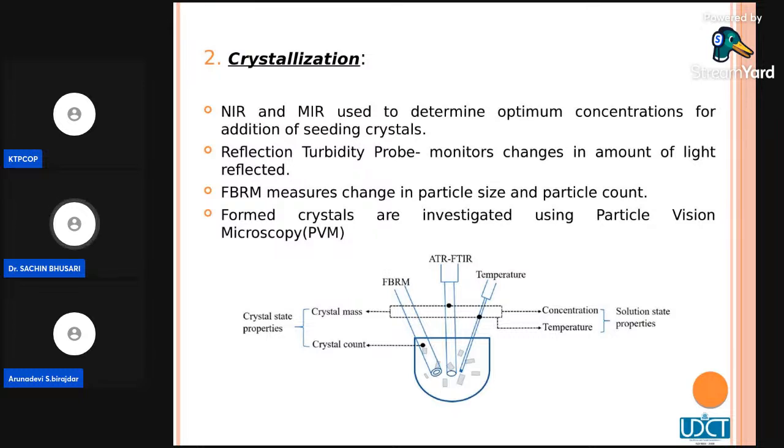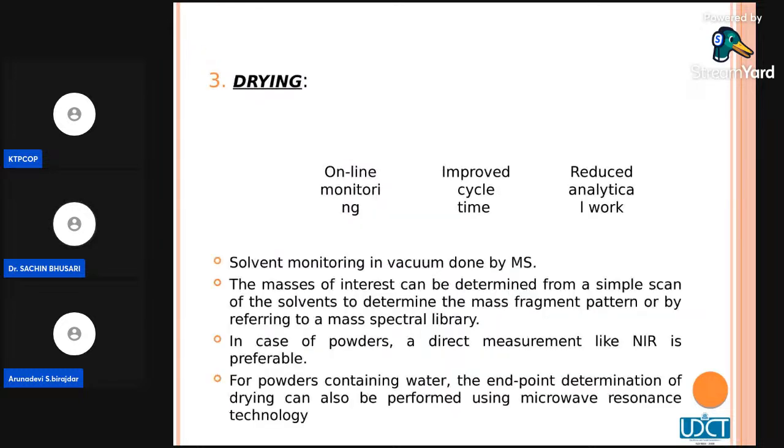The FBRM will help you there. See, NIR, MIR is there. FBRM measures the change in particle size and particle count, and formed crystals are investigated using particle vision microscope. PVM is also there. A figure is there in my presentation. I can show you there.